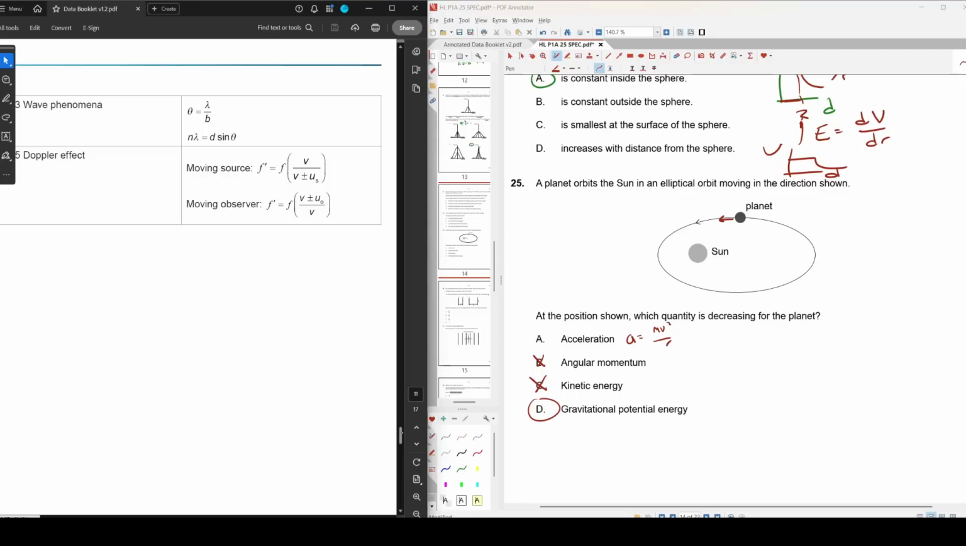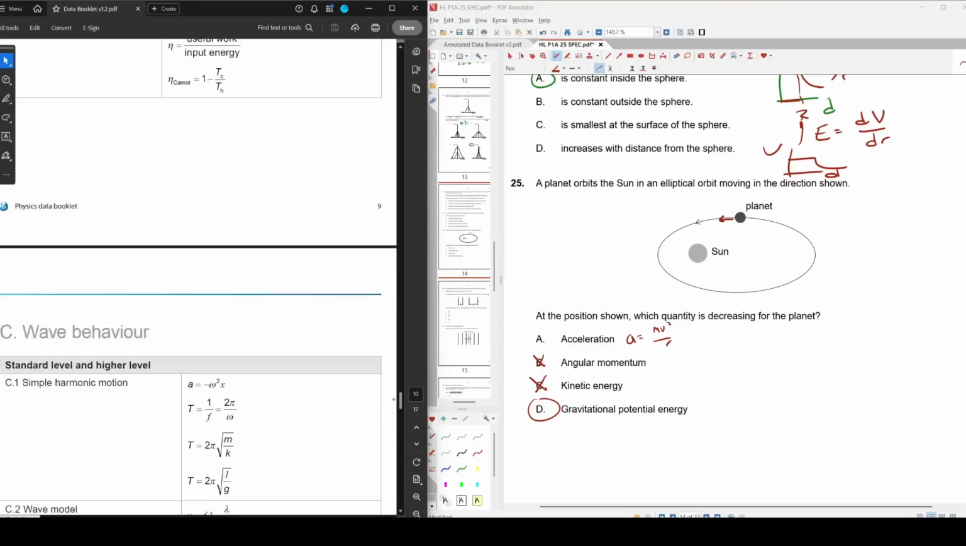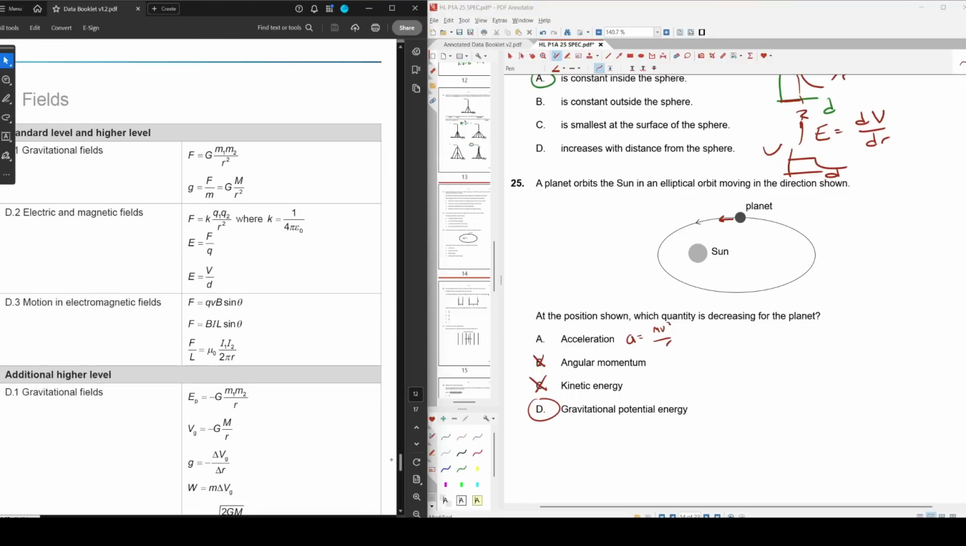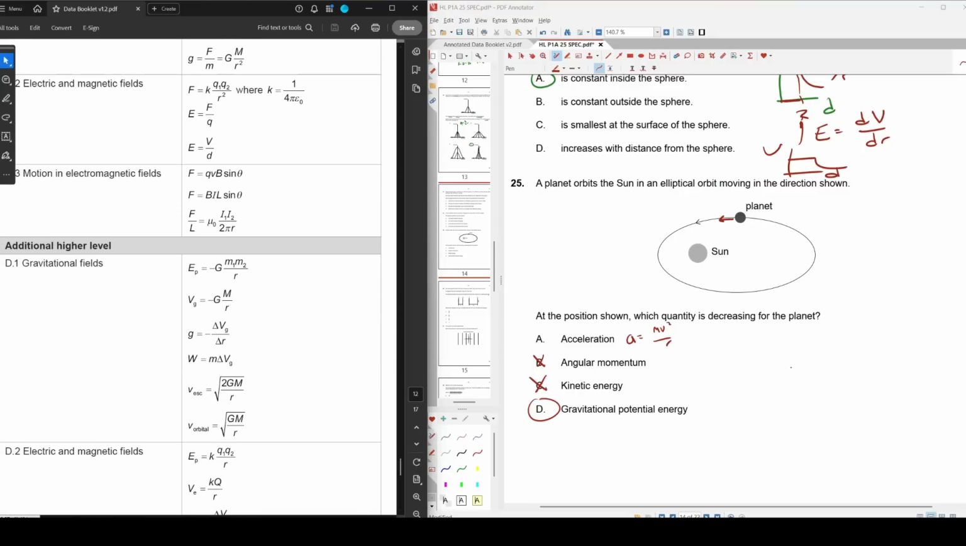Pretty sure, right? Because the gravitational potential energy is this guy. EP is negative, GMm over R. If R decreases, this value gets bigger, but it's negative, so that's a decrease, right? Your potential energy versus R graph is like this. So if R decreases, your potential energy goes down, even though the number gets bigger, because that's how negative numbers work.